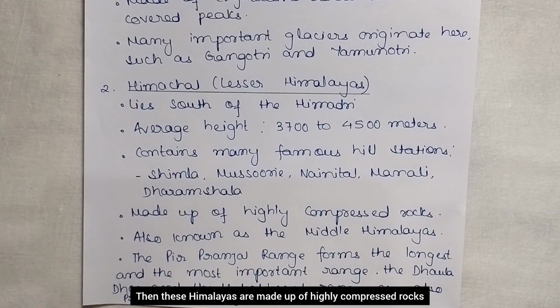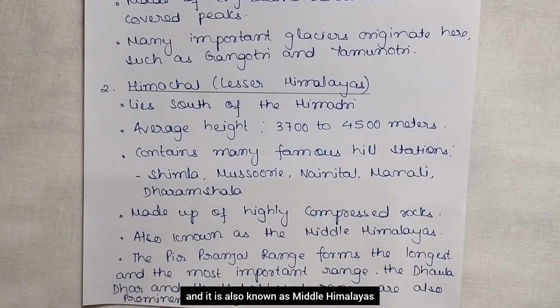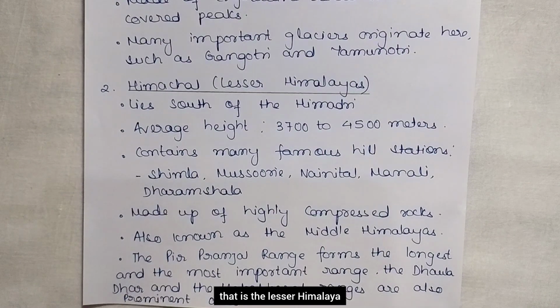Then these Himalayas are made up of highly compressed rocks, and it is also known as the Middle Himalayas. So these Himachal Lesser Himalayas are also known as Middle Himalayas. The Pir Panjal range forms the longest and the most important range, and the Dhauladhar and the Mahabharat ranges are also prominent ones. Okay, so this is the second one, that is the Lesser Himalaya.